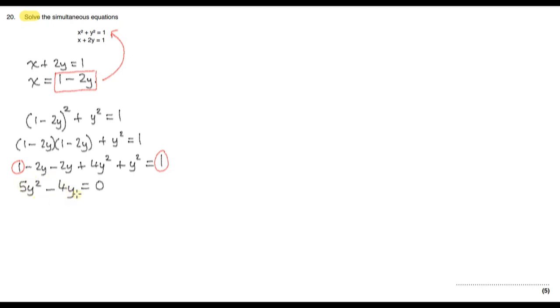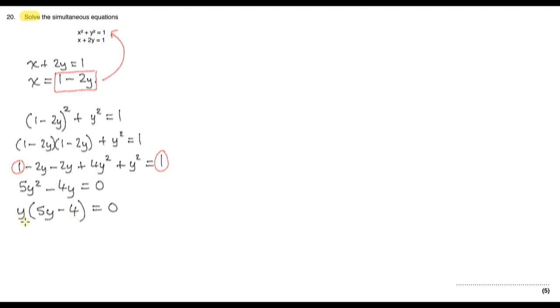What we can do is factor out a y. So we can factor out a y from these two terms. We're going to have y, and then in brackets we're going to have 5y minus 4, and that is going to equal 0. And notice there's going to be two solutions to this.